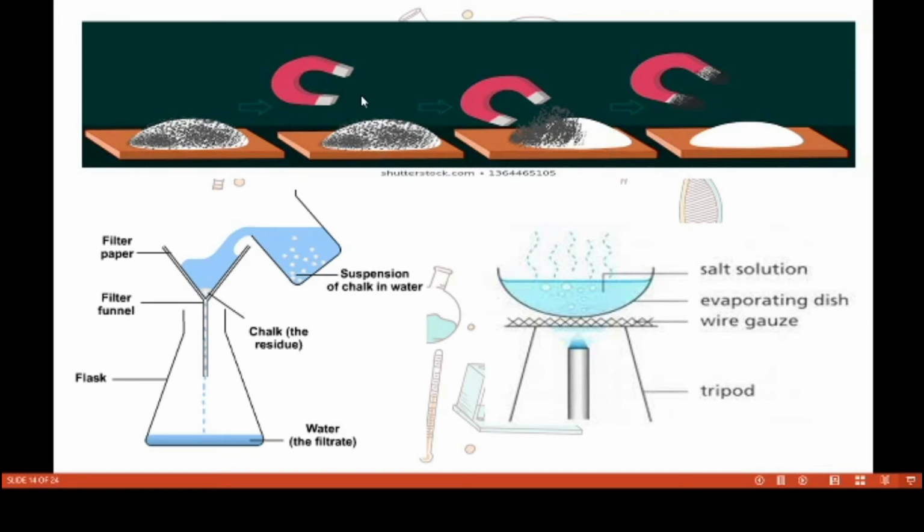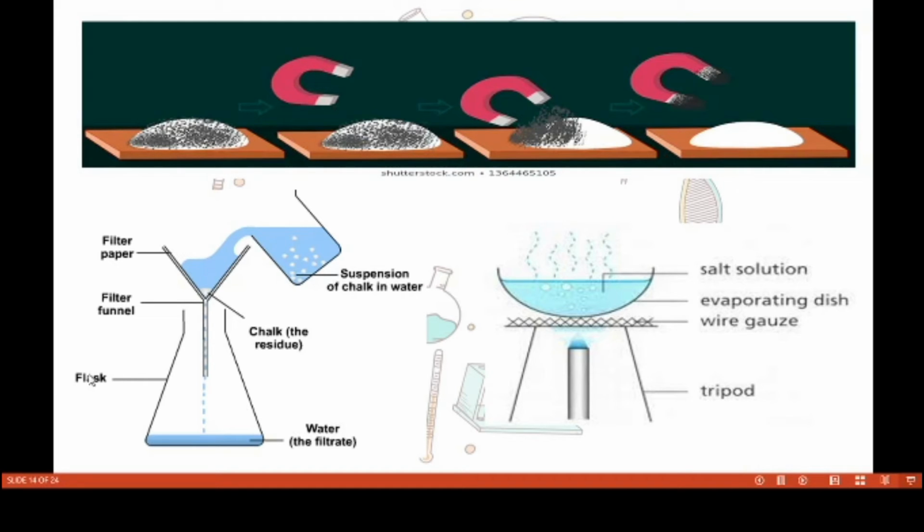Bring a magnet near the mixture, and bring it several times so that we thoroughly remove the iron filings from the mixture. So bring the magnet near this mixture several times. All the iron filings will stick to the magnet and get separated. We are then left with a mixture of chalk powder and common salt.